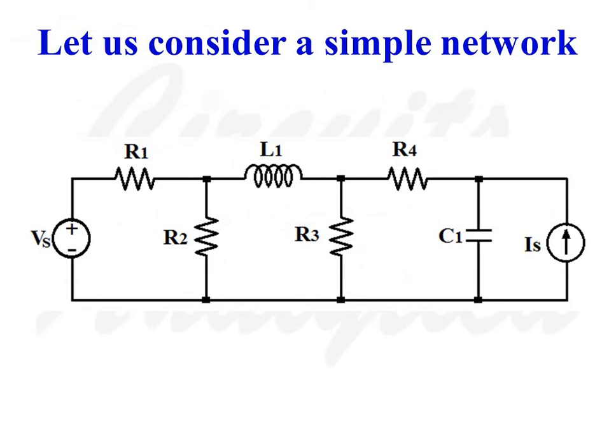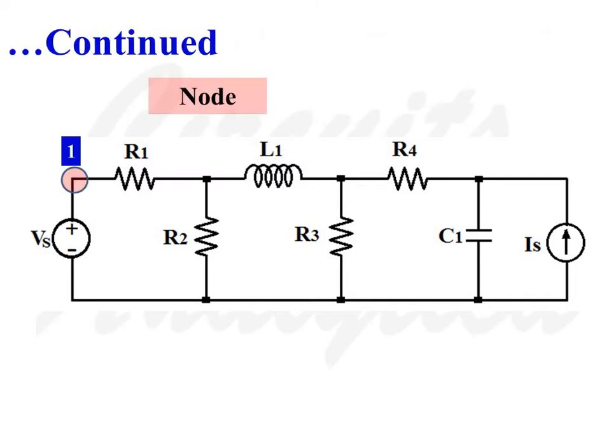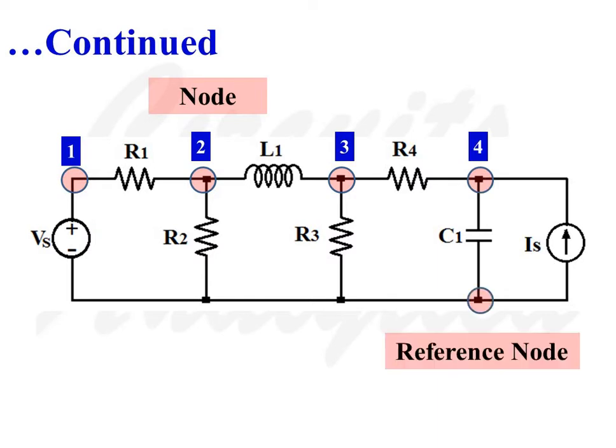Now let us consider a simple network. This network consists of various nodes and meshes. So here, this is one node of a network. So this is second node, node number 2, 3, and this is the reference node of this network, common point to several nodes.